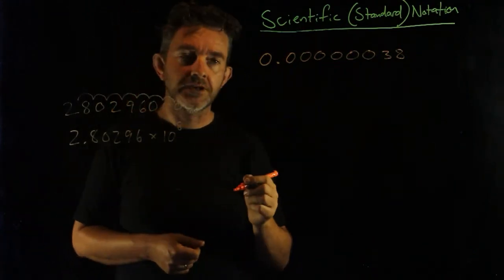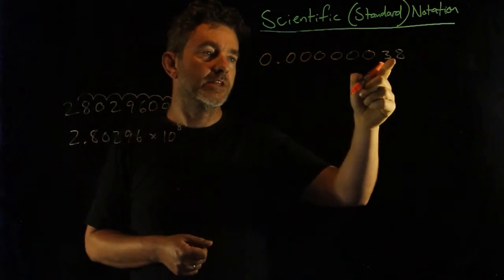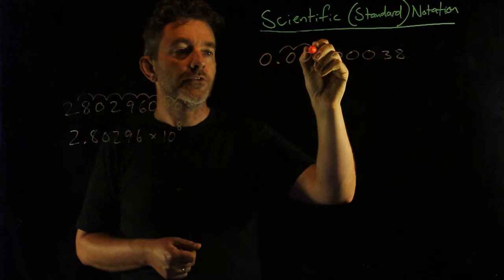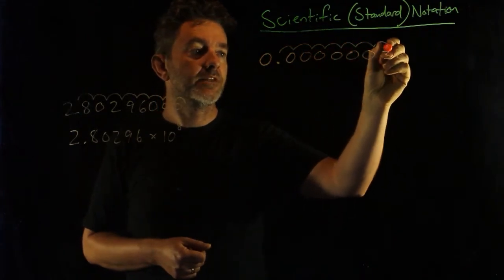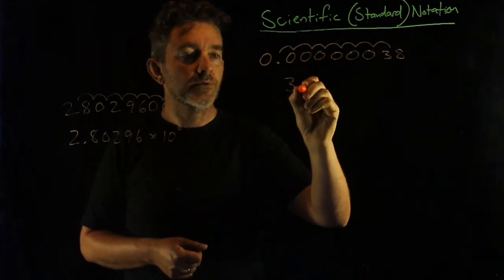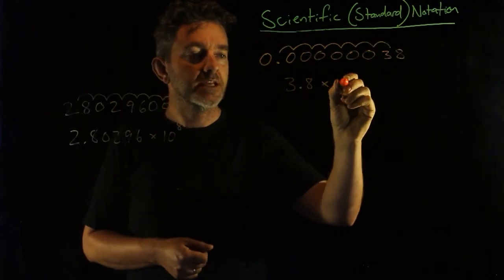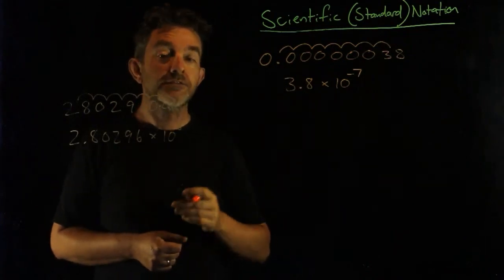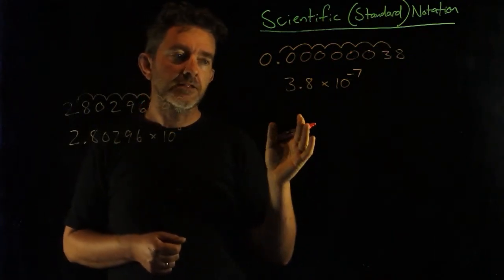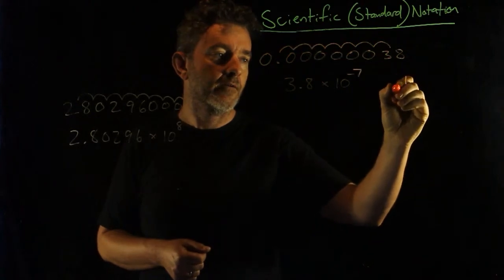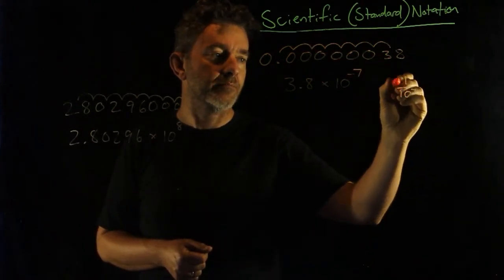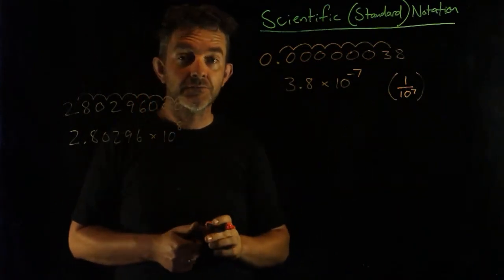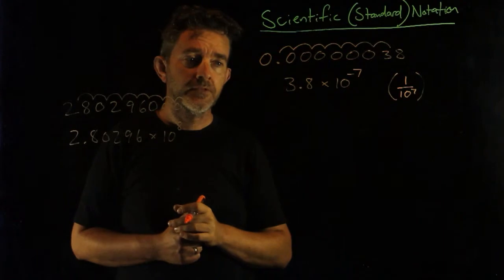In this case with the small one, I'm going to move that decimal place over here, so it's after the first non-zero digit. 1, 2, 3, 4, 5, 6, 7. That's the same as 3.8 times 10 to the power of negative 7. If you recall, a negative power is the same as 1 over 10 to the power of 7. So what I'm doing is I'm multiplying that 3.8 by a very small fraction to give me that small number.